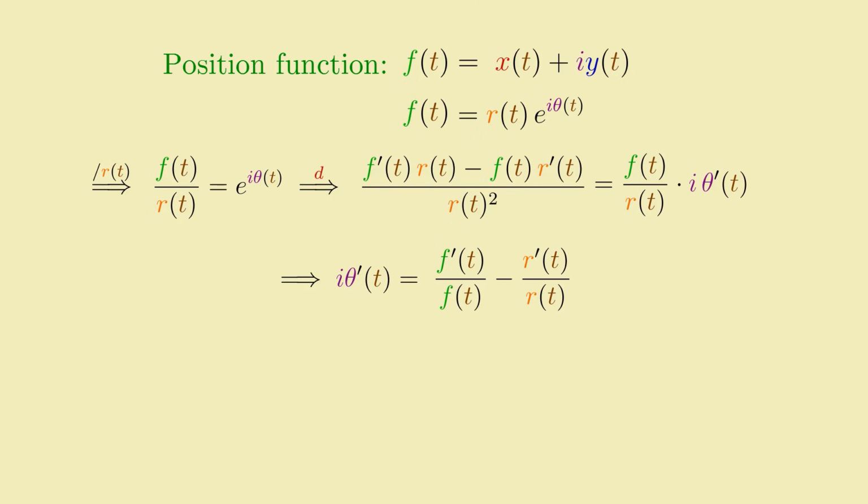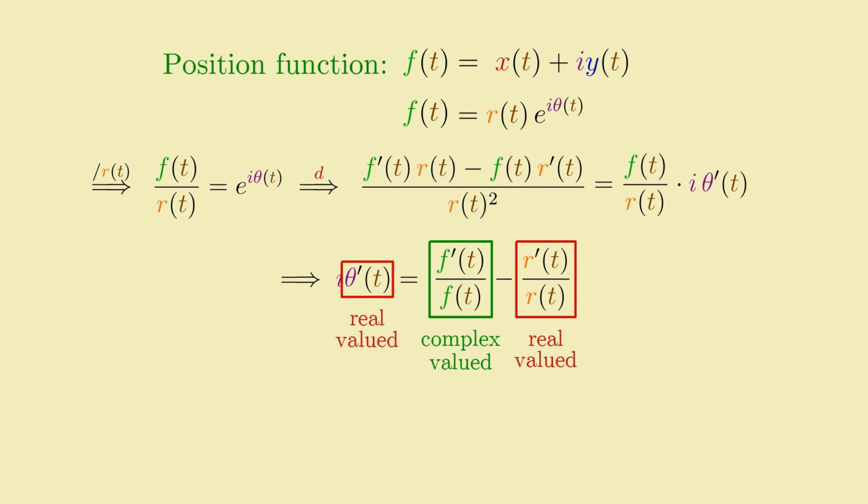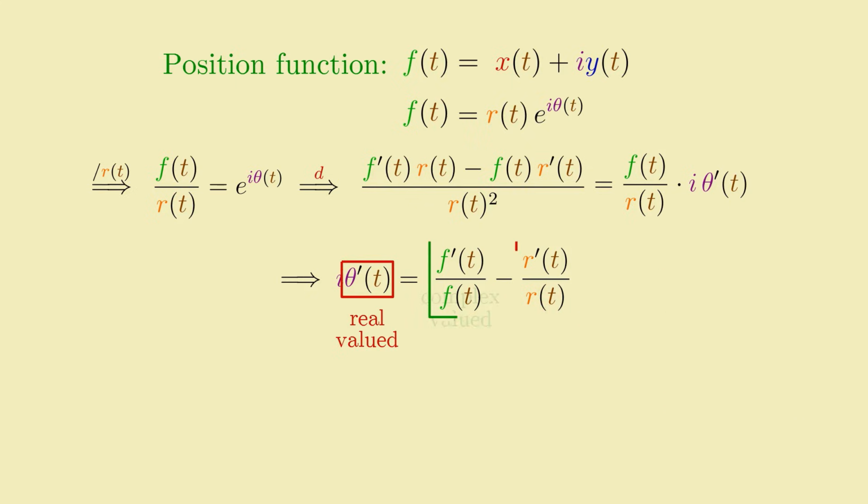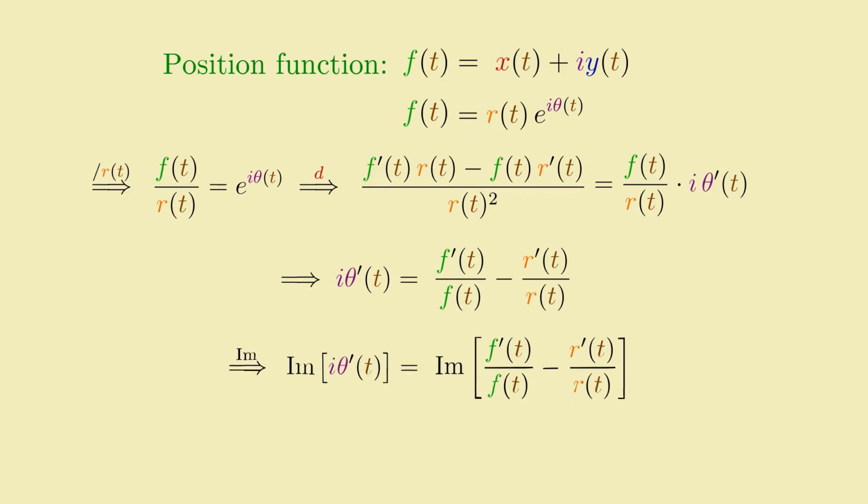But now we can make an interesting observation. Although f and f prime are complex valued functions, the functions r of t and theta prime of t are purely real valued. By themselves, r and theta prime just represent radius and angular velocity of our moving point. Perfectly real, nothing complex about them. And since our real valued theta prime of t is being multiplied by i on the left-hand side, the whole expression must be purely imaginary. So theta prime itself can be extracted by taking the imaginary part of both sides.